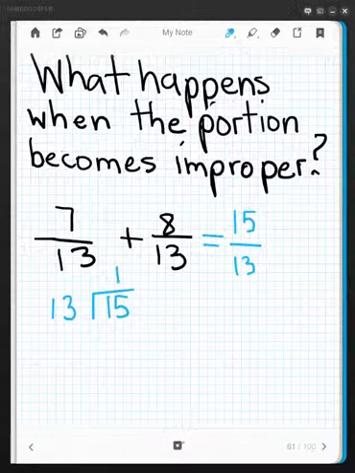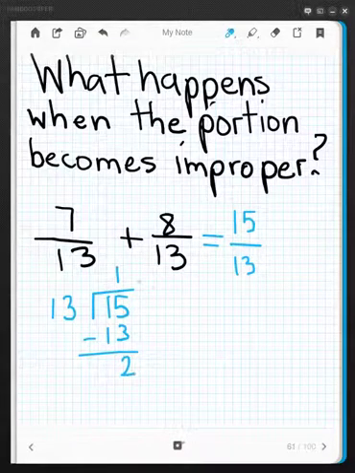13 goes into 15 one time. 1 times 13 is 13. 15 minus 13 is 2. So we have a remainder of 2.